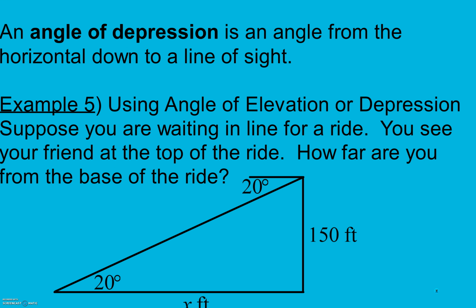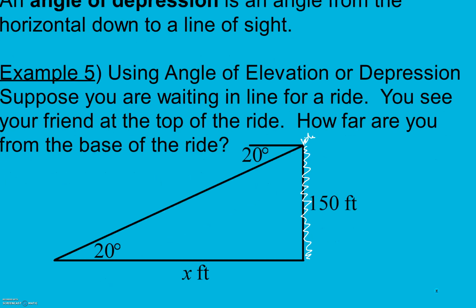So here, we're going to use angles of elevation or depression to solve a problem. Suppose you're waiting in line for a ride. Here's our ride. There's a better picture of this in the book, but this is our ride. You see your friend at the top of the ride. How far are you from the base of the ride? So here, you're standing here. Your friend is here.